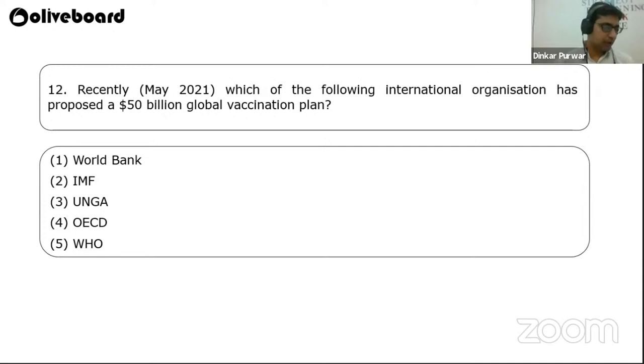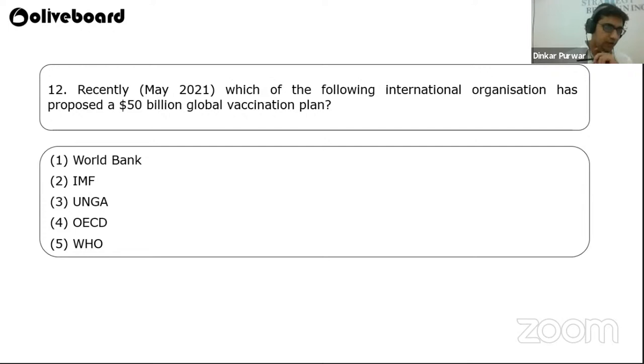Come on, guys. Saurabh is saying the answer is 2, that is IMF. Nilesh is saying the answer is World Bank. Millie is saying IMF. Nitin is saying World Bank. Okay, so there is a confusion between World Bank and IMF. Vicky is saying IMF. Amit is saying IMF. Anybody else? Padmini is saying World Bank. So there is a little confusion between the answers. We'll be seeing the answer.